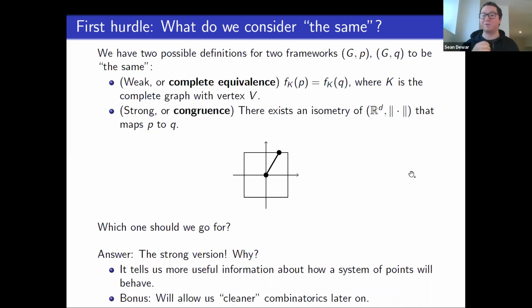It allows us cleaner combinatorics. So when we do stuff later on with Maxwell counts, this will give us a cleaner idea what's going on. It will give us better counting conditions.